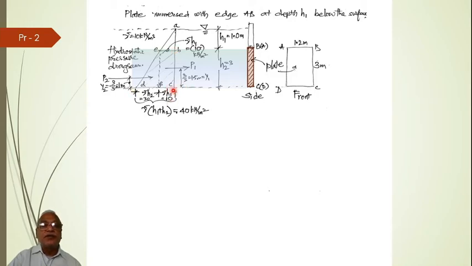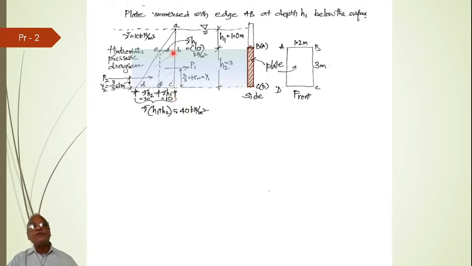At the bottom it becomes this plus additional pressure gamma h2, where h2 is 3 meters, so it is 30, or you can work it out as gamma into h1 plus h2. Gamma is 10 and the total height is 3 plus 1, 4 meters, so it will be 40 kilonewton per meter square at the bottom.